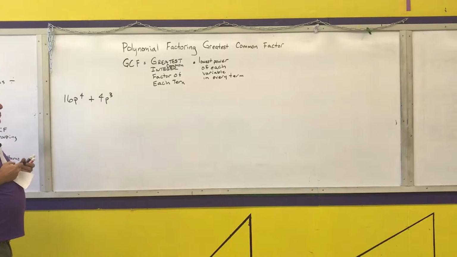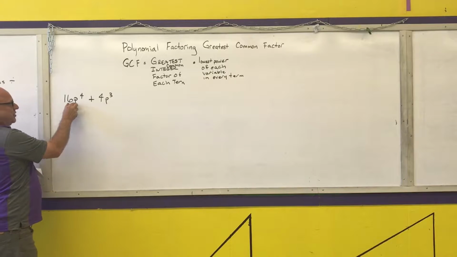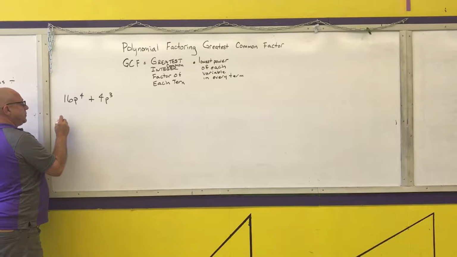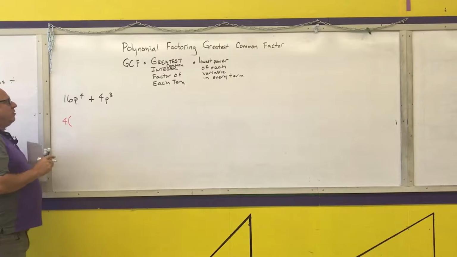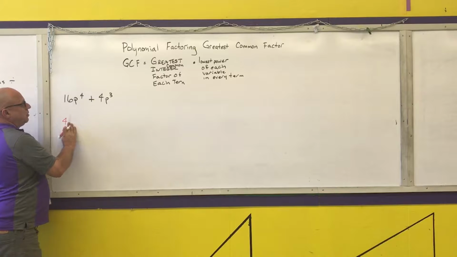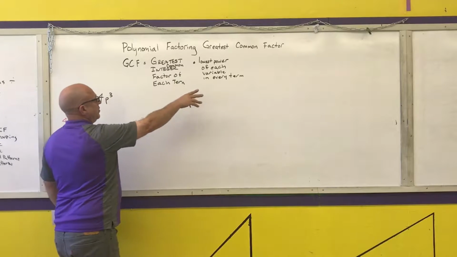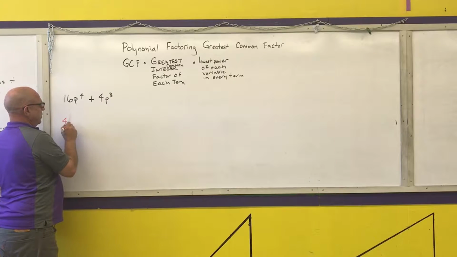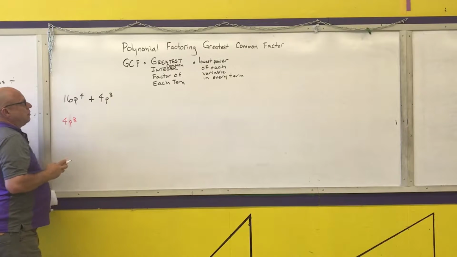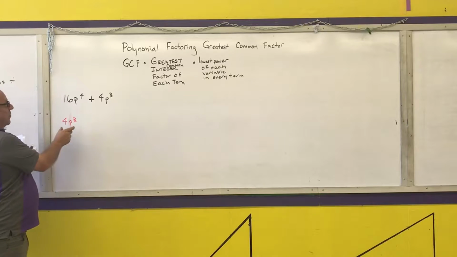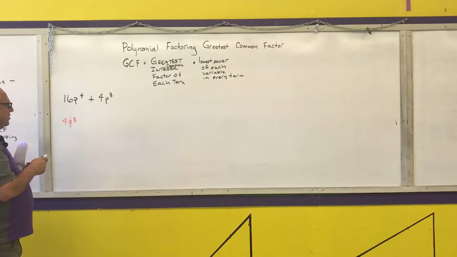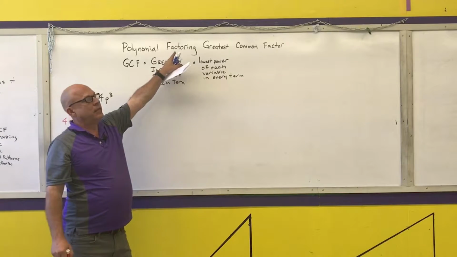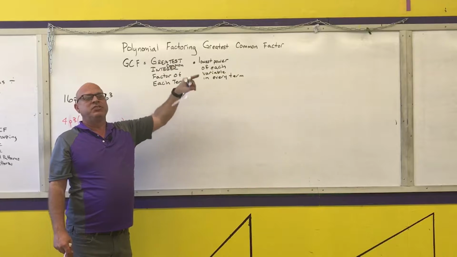Step one, find the biggest number that goes into both 16 and 4. The biggest number that's in common between 16 and 4 is 4. Write down the lowest power of each variable in every term. Well, I've got p's in both terms, and the lowest power of p is p cubed. That's our greatest common factor. Then I need to write the rest of what's left over.